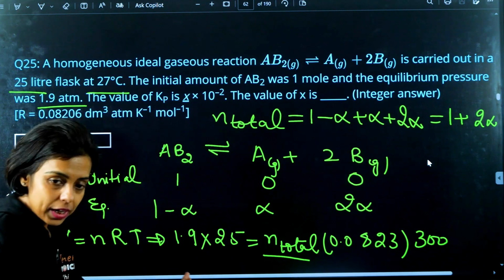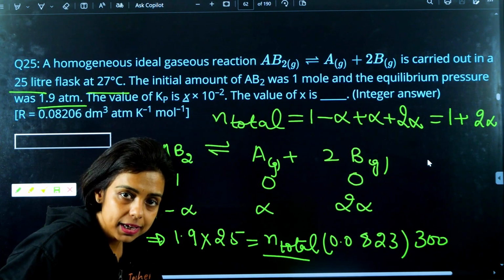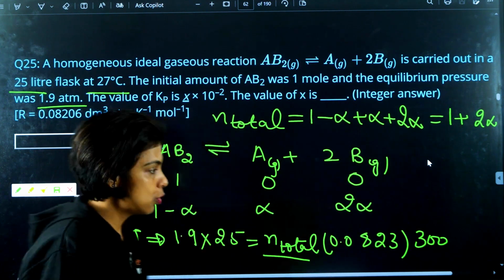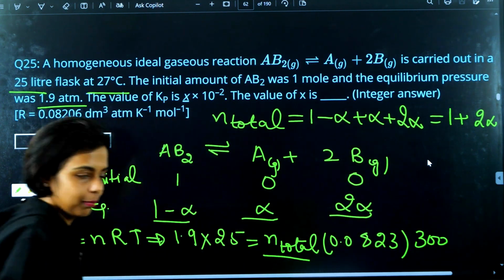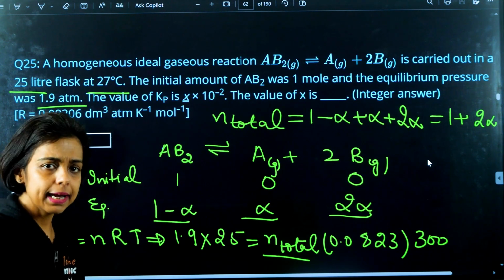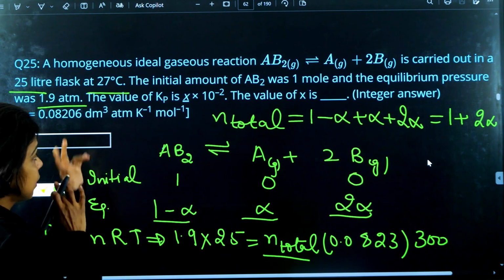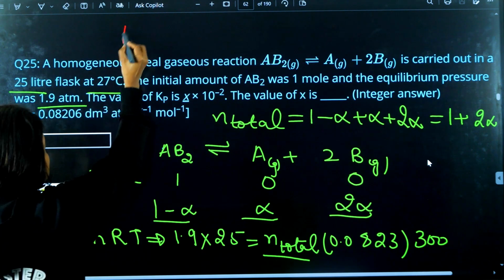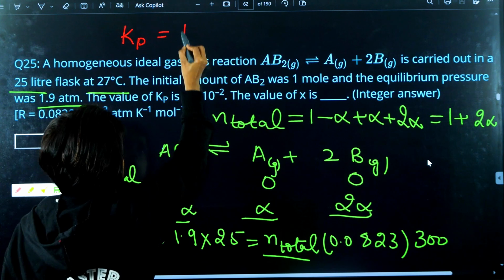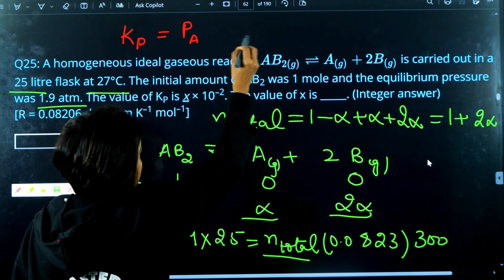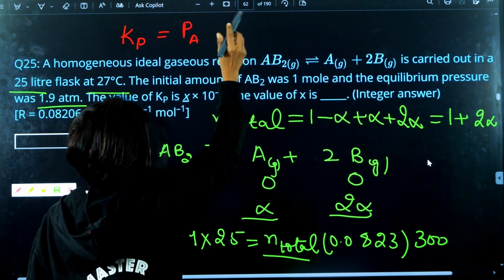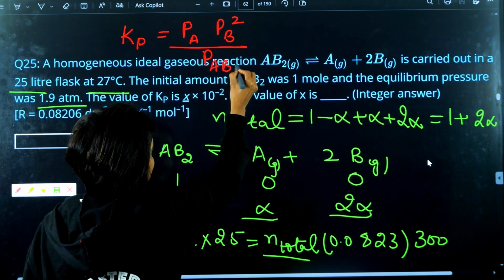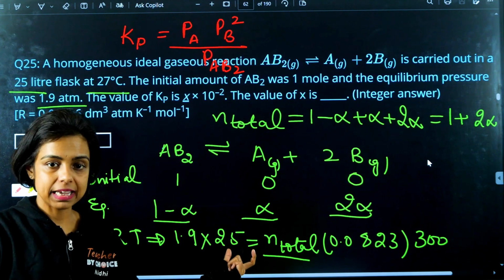So you know PV equals nRT. You can calculate the total moles at equilibrium, guys. Putting in the value of total moles, you can get the alpha value. Once you get the alpha value, you know the moles at equilibrium, right? You know how many moles of AB2, A and B are present at equilibrium. The value of Kp, what is Kp? Kp is the equilibrium constant in terms of pressure. That is the partial pressure of A at equilibrium times the partial pressure of B at equilibrium raised to the power 2, upon the partial pressure of AB2 at equilibrium. We know the moles at equilibrium, guys.